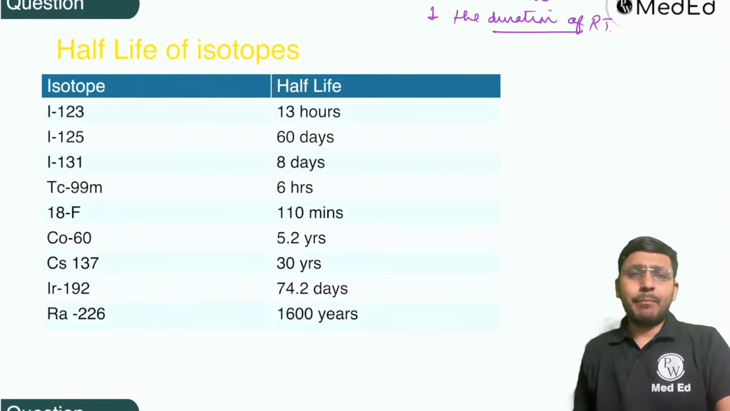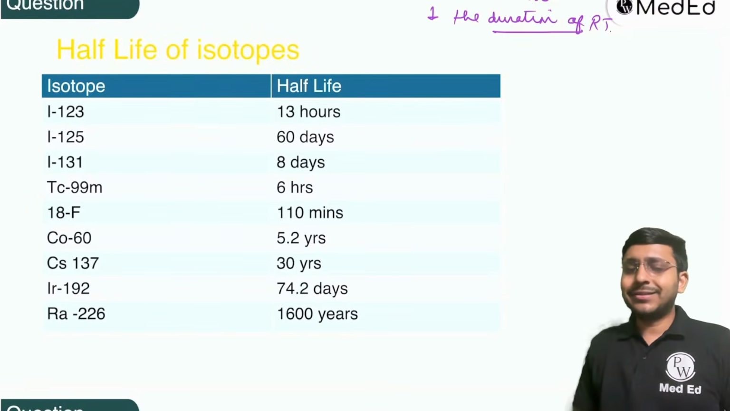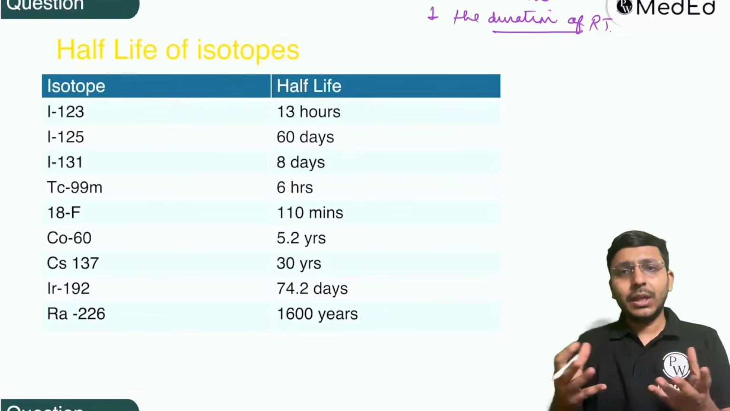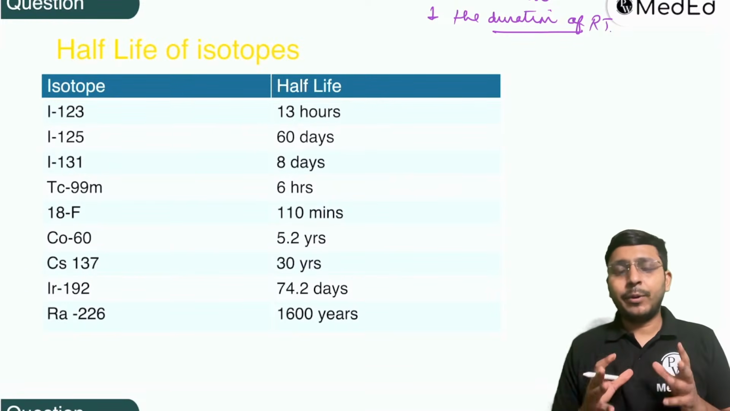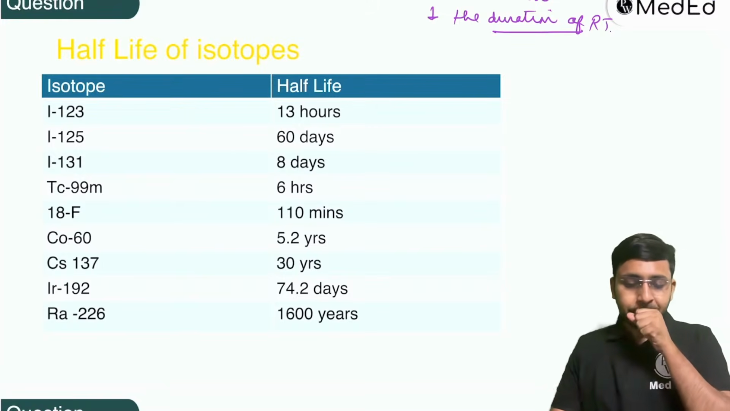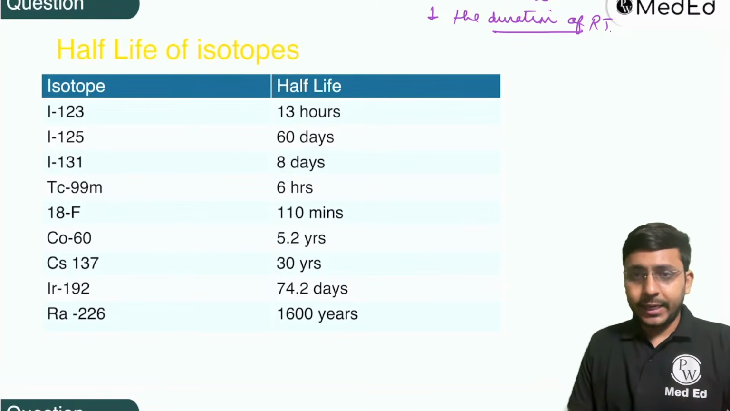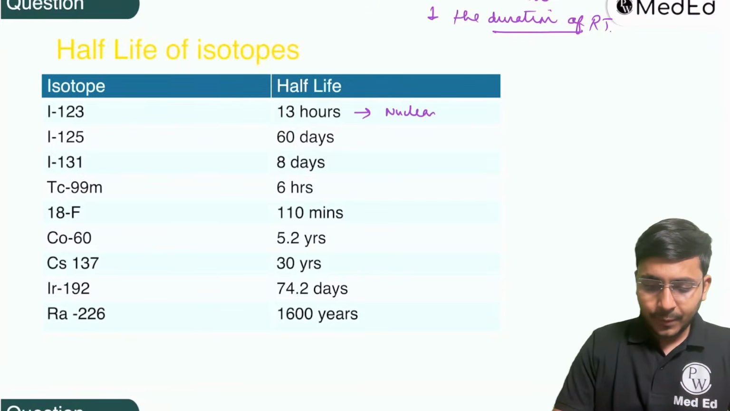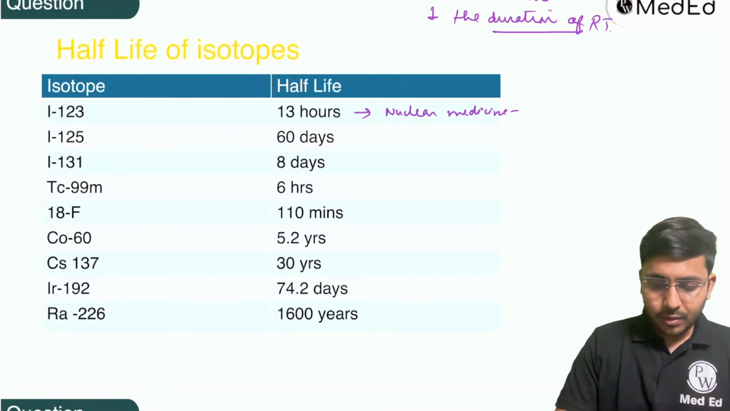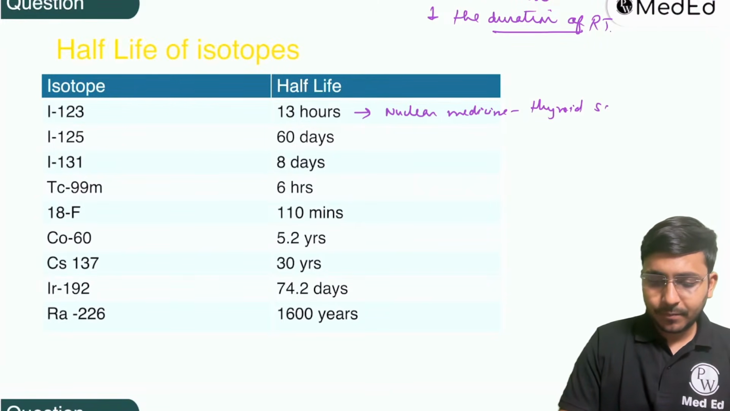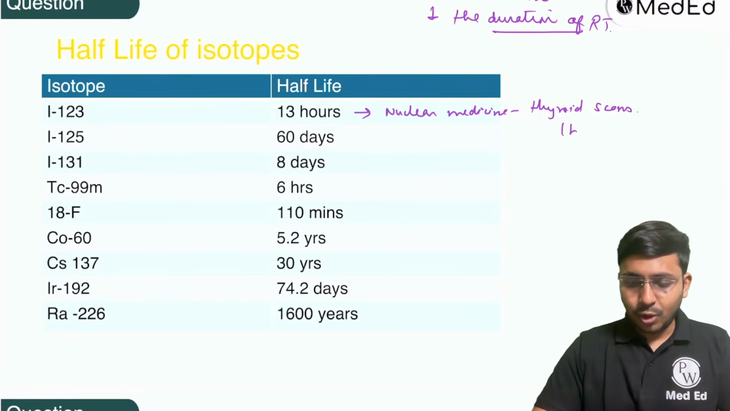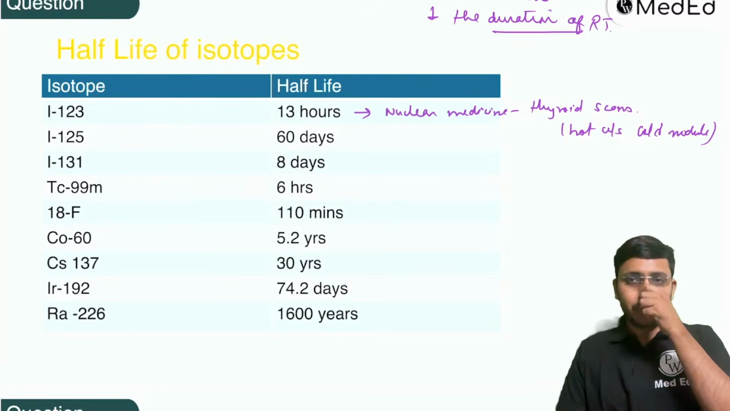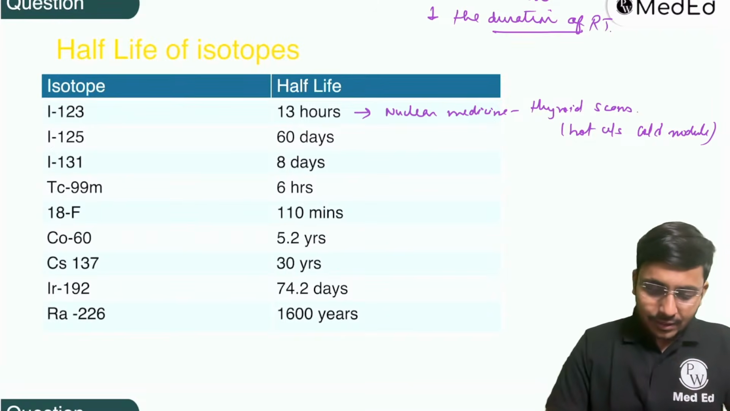Now let's remember important half-lives. Again, this is one table that you can take a screenshot of and keep it in your gallery radiology folder. Nothing to understand, pure learn, pure ratta. So isotope iodine 123, half-life is 13 hours. And where is it used? It is used in nuclear medicine for thyroid scans. So hot versus cold nodule, you use iodine 123.